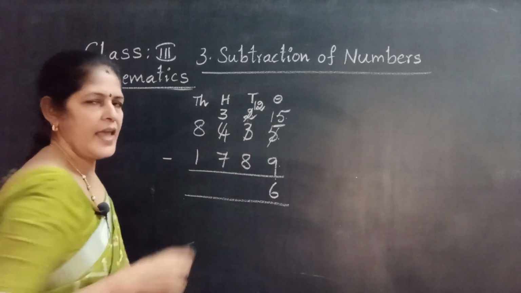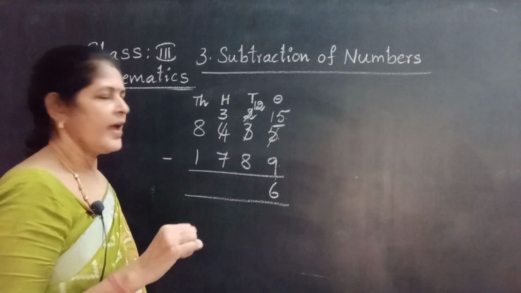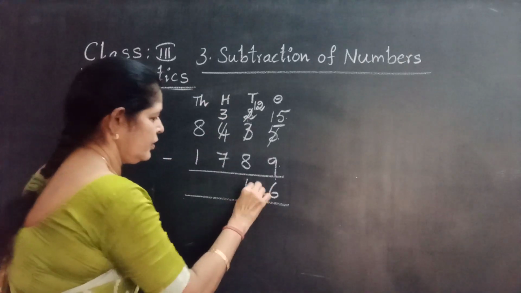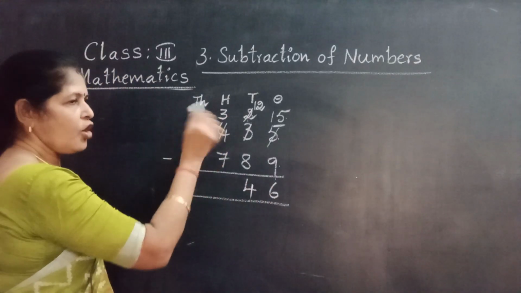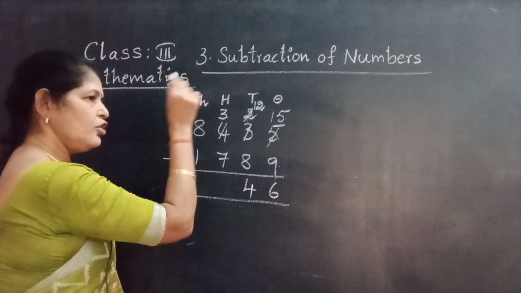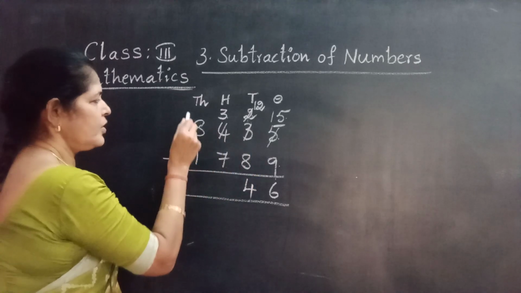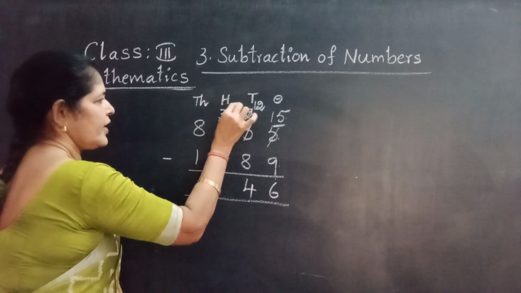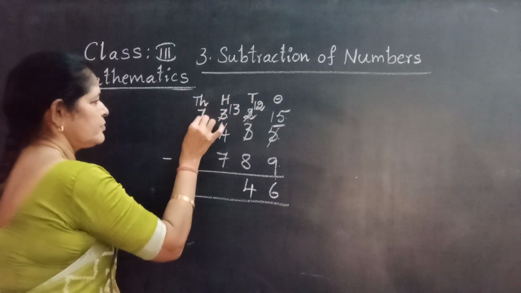Now 12 minus 8. Close fingers. 8 after 9, 10, 11, 12. 4. Write in the tens place. Now come to hundreds. 3 is less than 7. Again using borrowing concept. One number moving from thousands to hundreds. 3 becomes 13. 8 becomes 7.